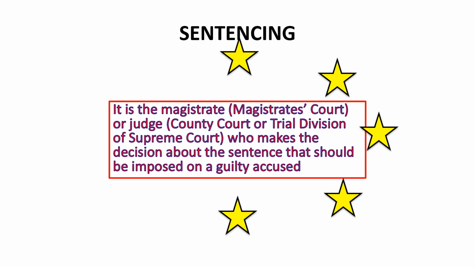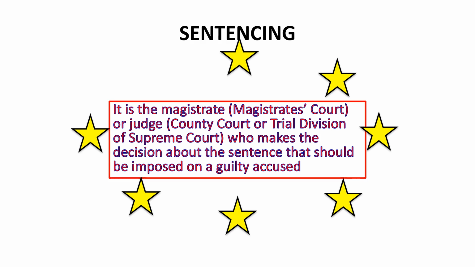If the case against the accused is heard in the county court or the trial division of the Supreme Court, as where the offence is an indictable offence, and the accused pleads not guilty, then the judge will decide the sentence that is to be imposed on the accused if and only if the jury has first decided that the accused is guilty of the offence. However, if the accused pleads guilty to the offence, then there's no need for a jury to decide whether or not the accused is guilty because the accused has pleaded guilty.